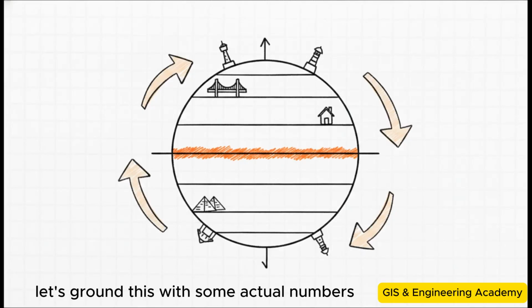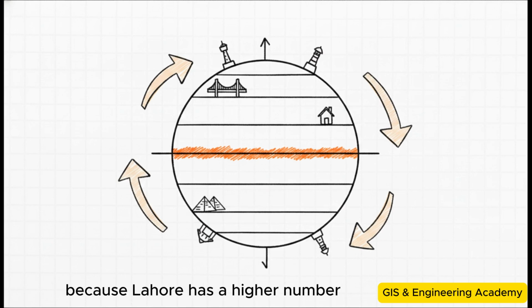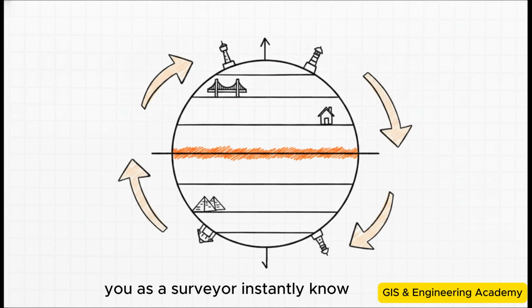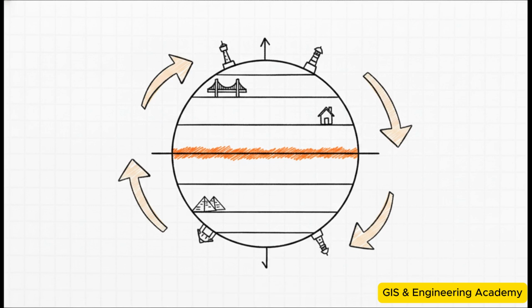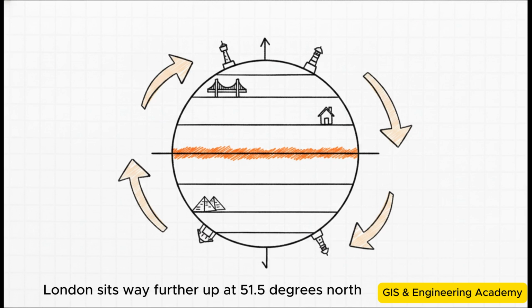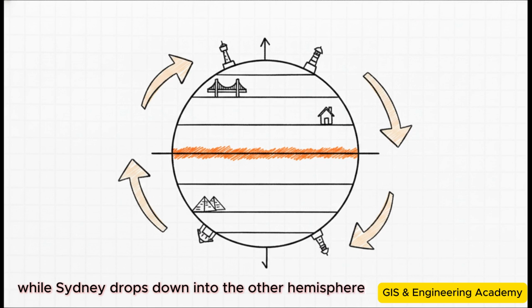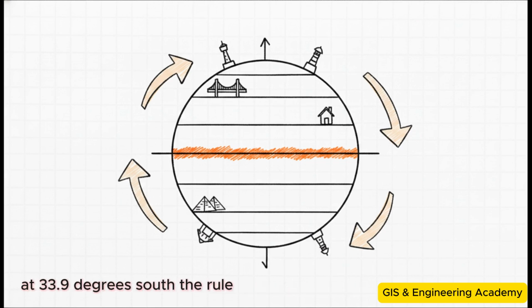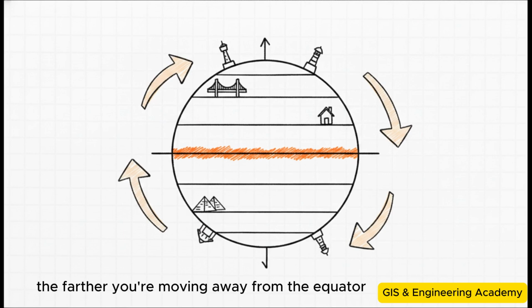Let's ground this with some actual numbers. Look at Lahore at 31.5 degrees north versus Karachi at 24.9 degrees north. Because Lahore has a higher number, you as a surveyor instantly know it's further away from the equator than Karachi is. London sits way further up at 51.5 degrees north, while Sydney drops down into the other hemisphere at 33.9 degrees south. The rule of thumb is simple. The higher the latitude number, the farther you're moving away from the equator.